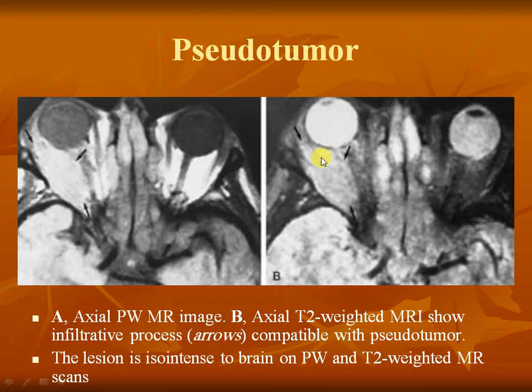Okay, and there are signs, you would think, of an infection or inflammation of the whole area. The fat is stranded, it's enhancing, it's ill-defined, everything is enhancing. Okay, so this is an orbital pseudotumor.